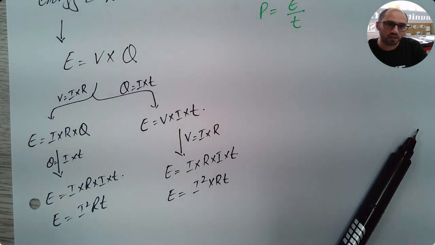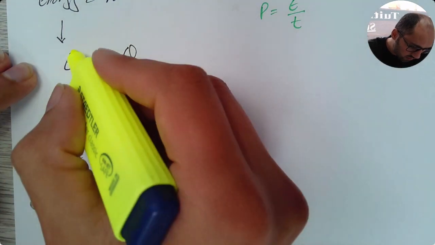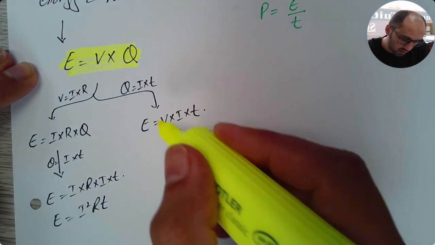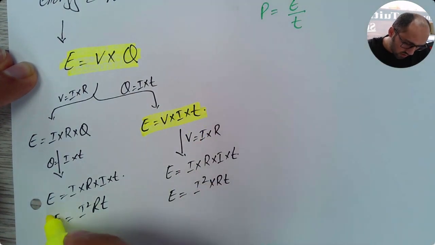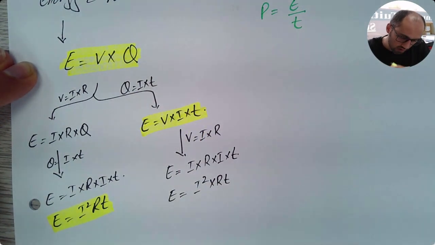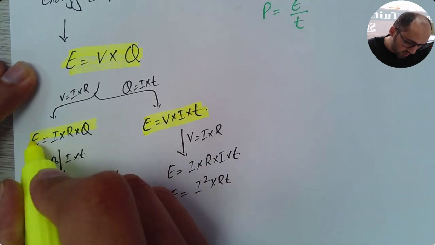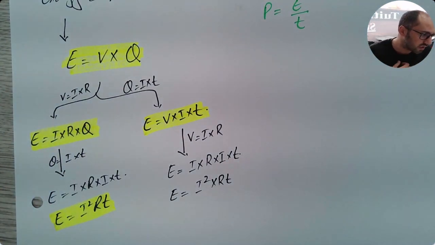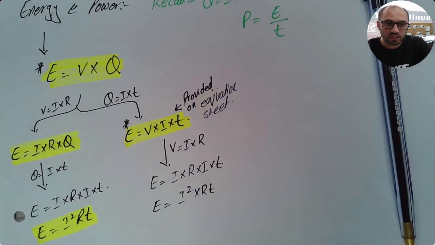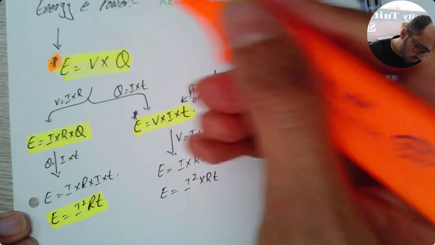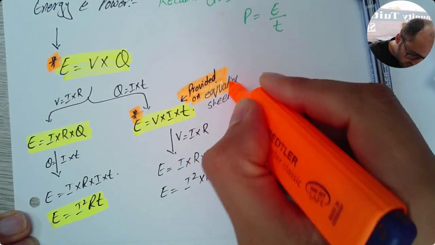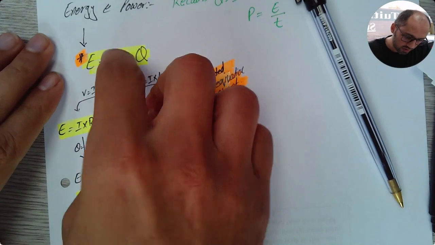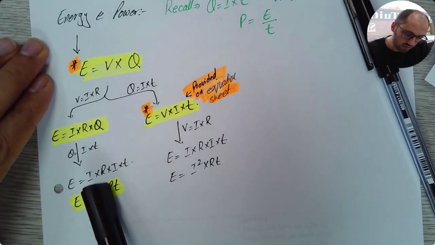So if I look at it, I've got equation 1 for energy, equation 2 for energy, and equation 3 for energy. There's one more, which makes 4 equations. There are 4 equations that you can use to work out the value of energy. Out of these equations, this one and this one will be provided on the equation sheet. So you don't have to remember these two, but the remaining equations will not be given to you.